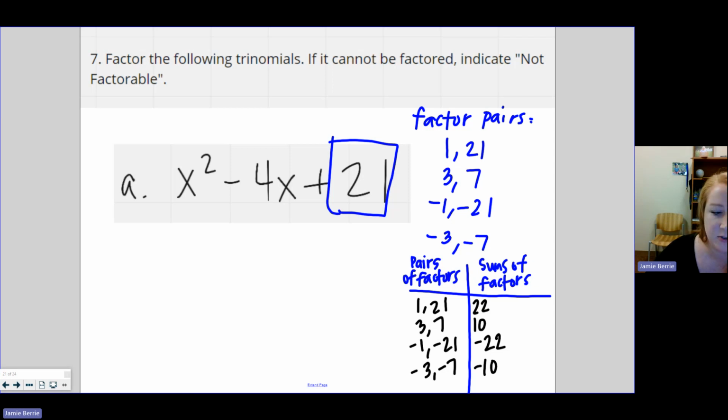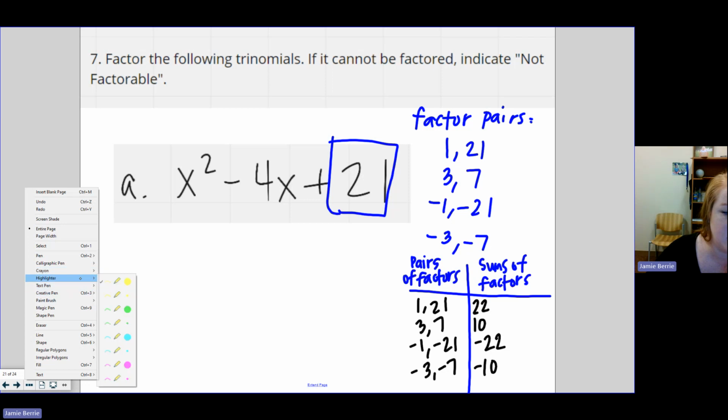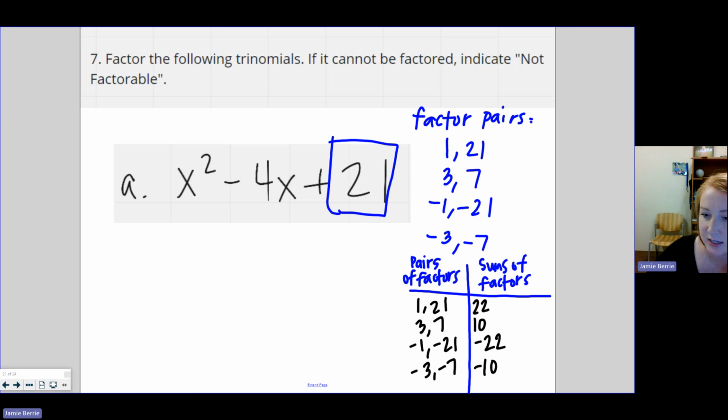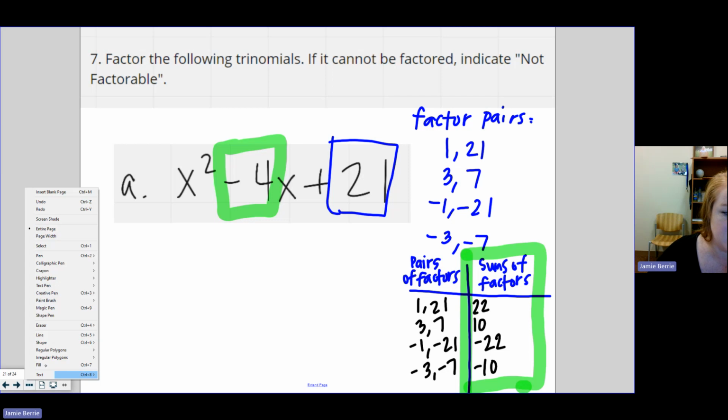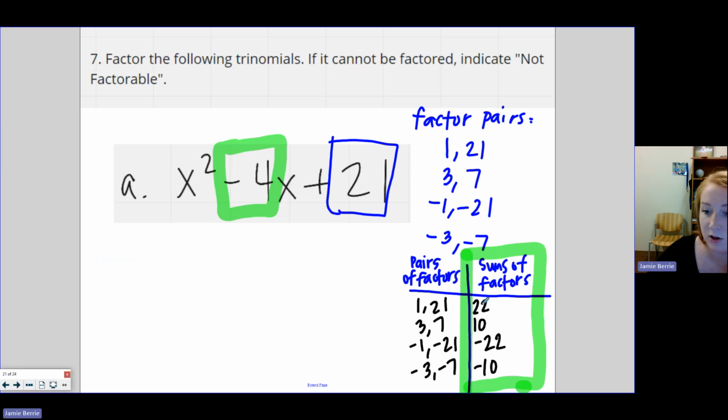All right, so then you ignore everything else for just a second, and you just focus on this side. You're looking for the sum of factors that adds up to match the middle term, the coefficient on the middle term. So you're looking for a -4. Do y'all see a -4 in this sums of factors column? No, none of those are -4. If none of your factor pairs add up to the middle term, that means it is not factorable.